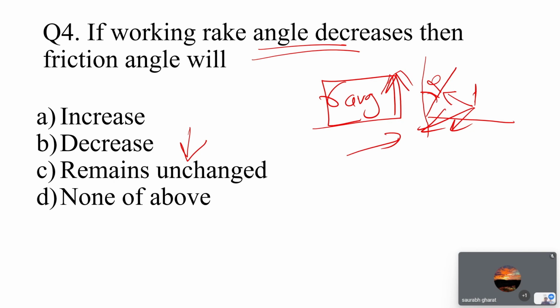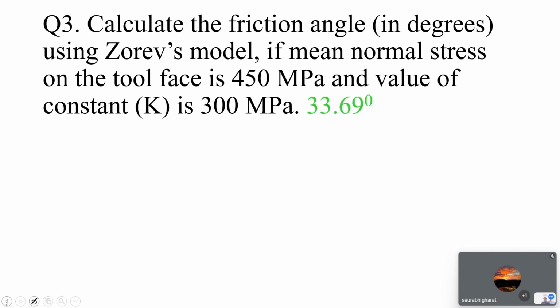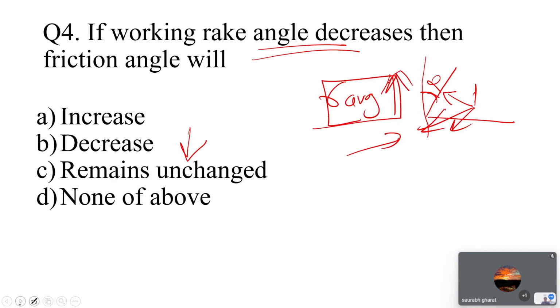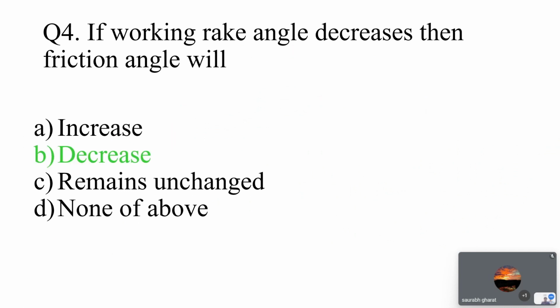And as sigma average increases, according to this formula, your friction angle will decrease. So this will be the concept. If the rake angle decreases, your correct answer is decrease. So this is the correct answer: decrease.